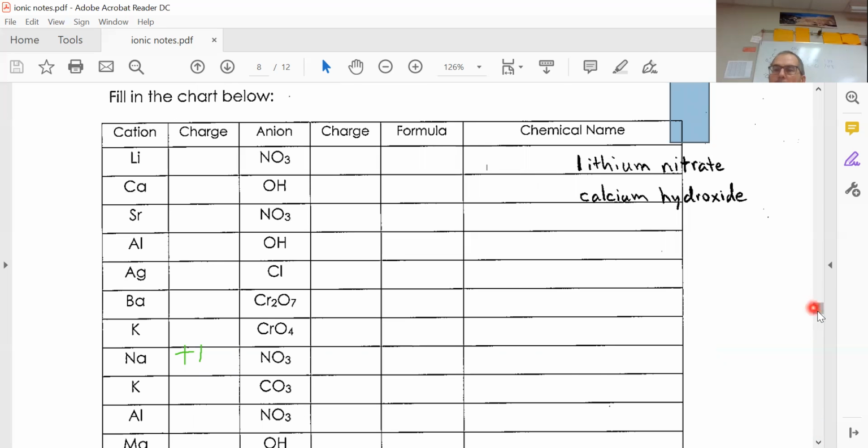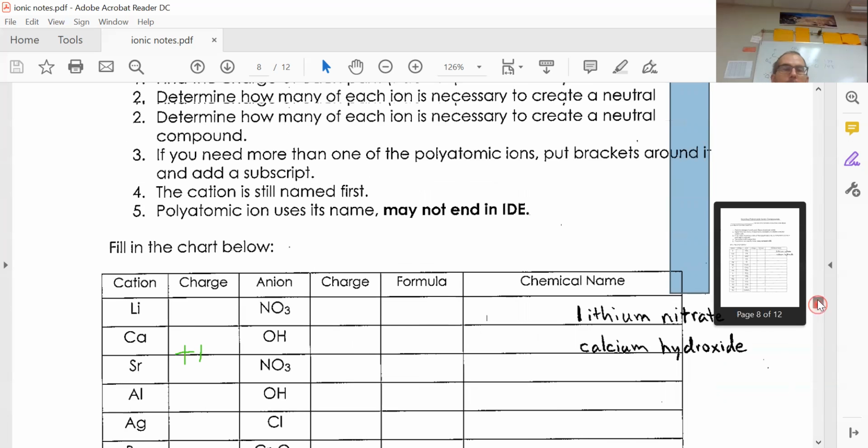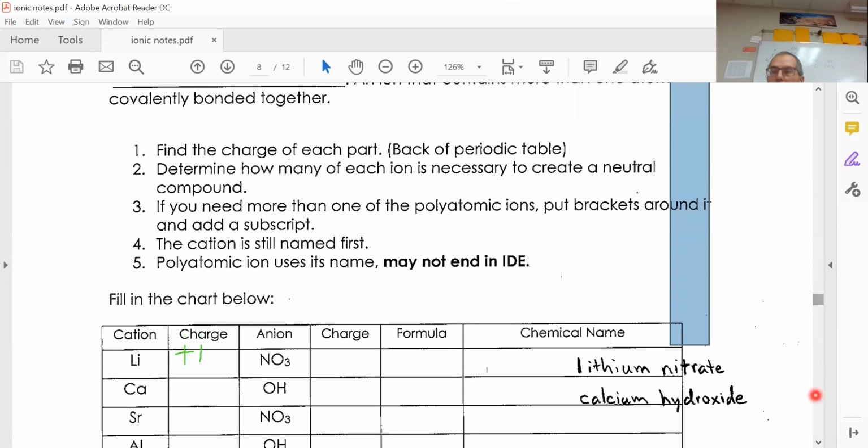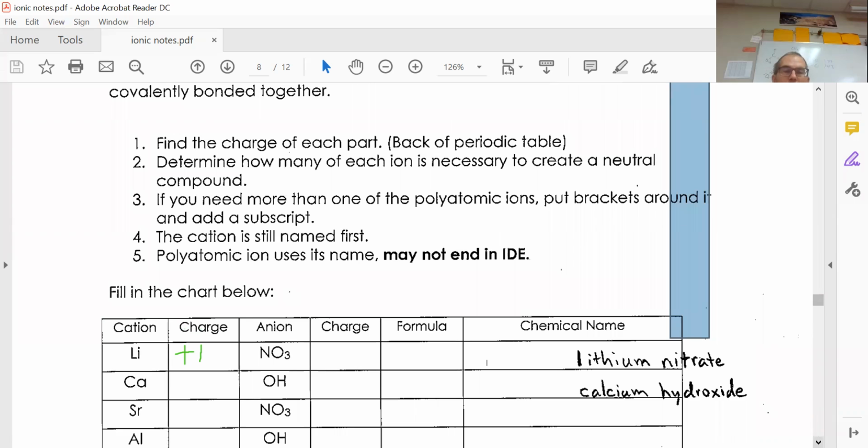Okay, let's take a look. And line this back up, get on track here. We have lithium is +1, and we saw from the chart that nitrate, that whole NO3, had a -1 charge. So I'm going to put that right here. So I'd write my formula. I'm going to put Li, and I know lithium has a +1 charge. I'll put a +1 here.